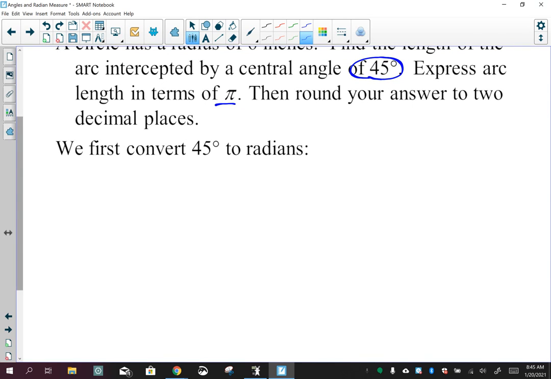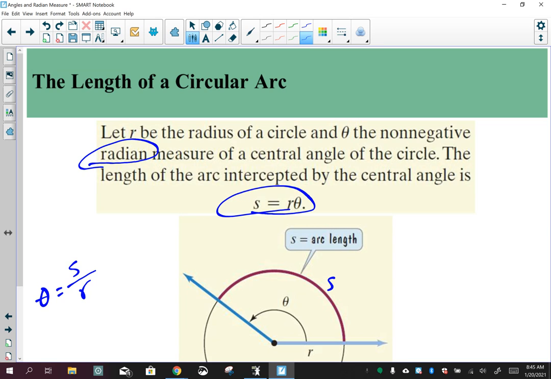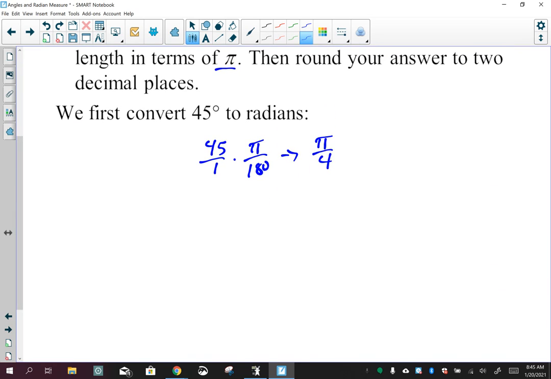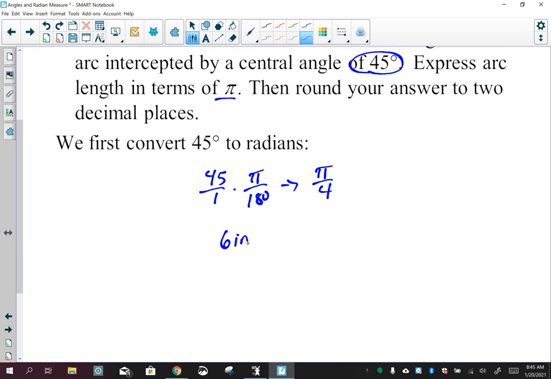So the first thing we need to do is convert 45 degrees to radians. So I'm going to say, okay, 45 over 1 times pi over 180. When I do that, I wind up with pi over 4. So we know, going back and looking at the formula that they just gave us, arc length is the length of the radius times your central angle. So the length of my radius for this problem was 6 inches. So we have 6 inches times pi over 4.